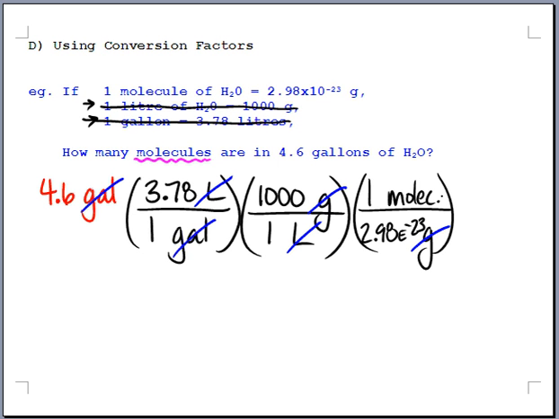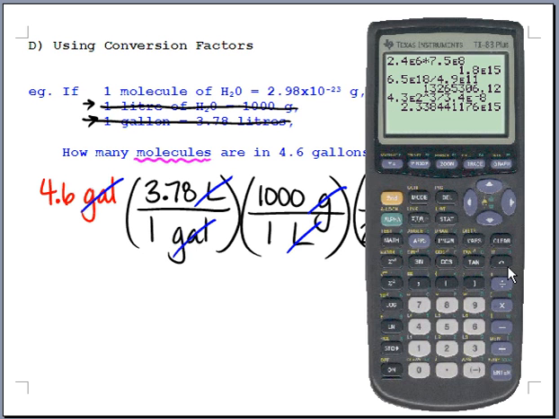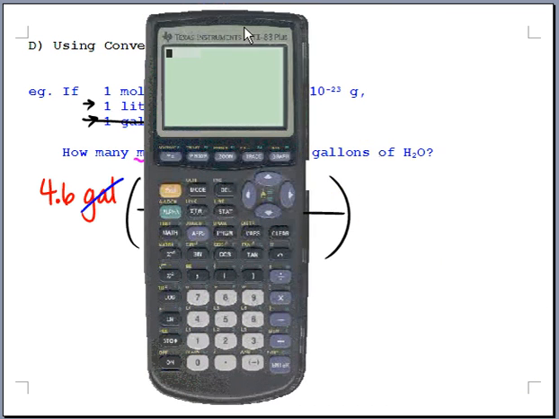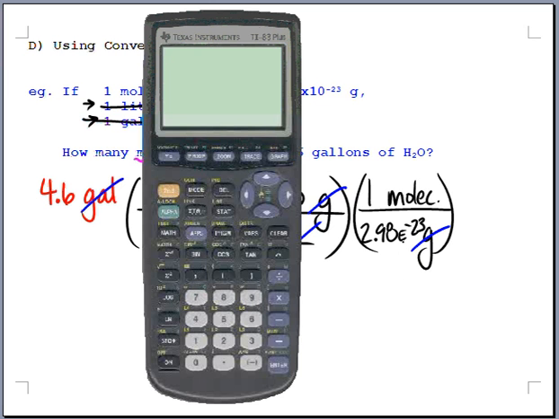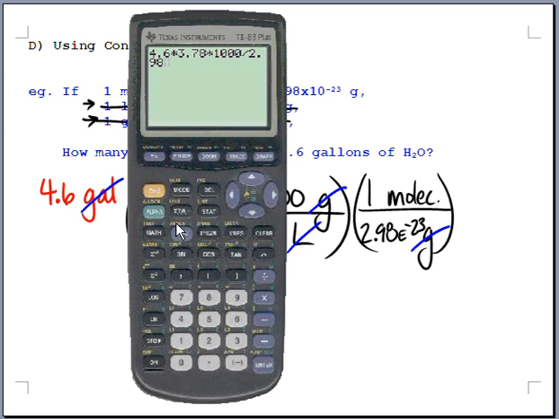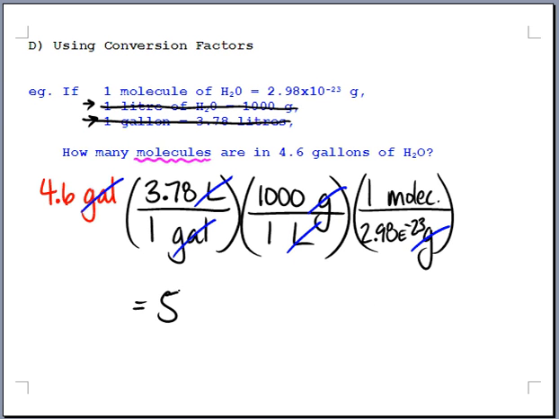So now the question might be, well, what the heck does that look like on the calculator? And it turns out it's pretty darn easy. You grab your calculator and you're going to multiply by all of the numbers on the top, so the 3.78 and the 1,000. And then we're going to divide by all the numbers on the bottom, like the 2.98 times 10 to the negative 23. So it's 4.6 times 3.78 times 1,000 divided by 2.98 times 10 to the power of negative 23. And we get that number, 5.83 times 10 to the 26. And that will be molecules.